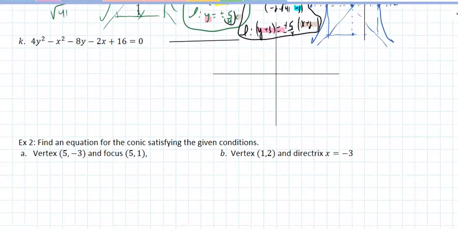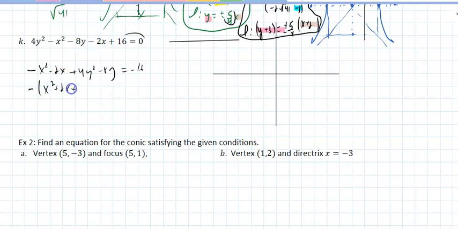And the last thing to do is complete the square. Again, something that we must do. Let's get the x's: -x squared minus 2x plus 4y squared minus 8y. I'm going to move the 16 over. Factor a negative out of the x's. This has to be a positive 1. Factor a 4 out of the y's.